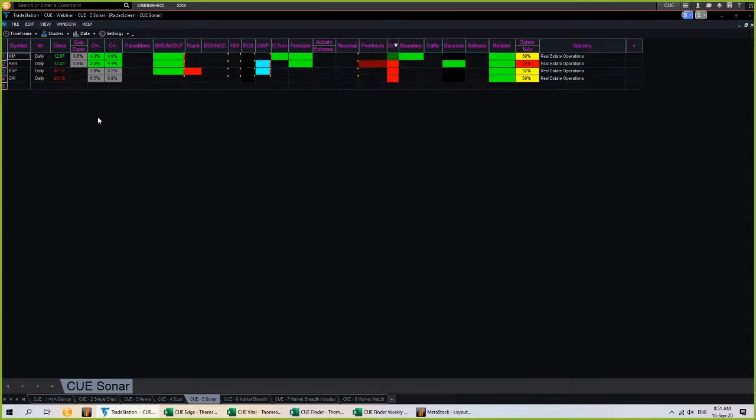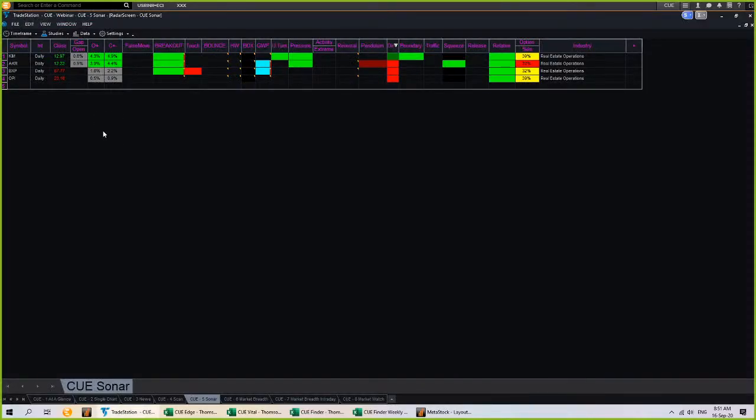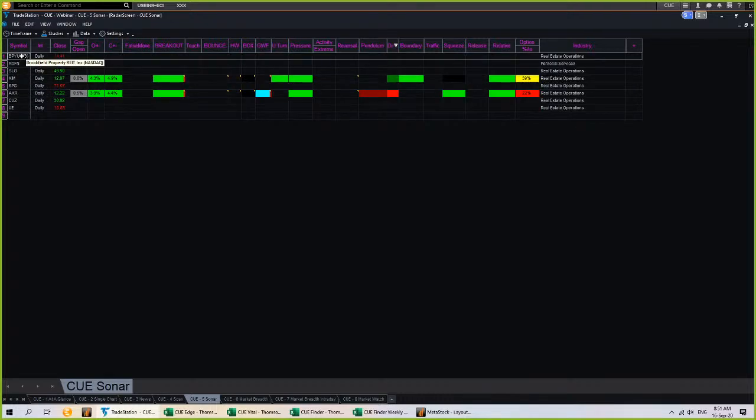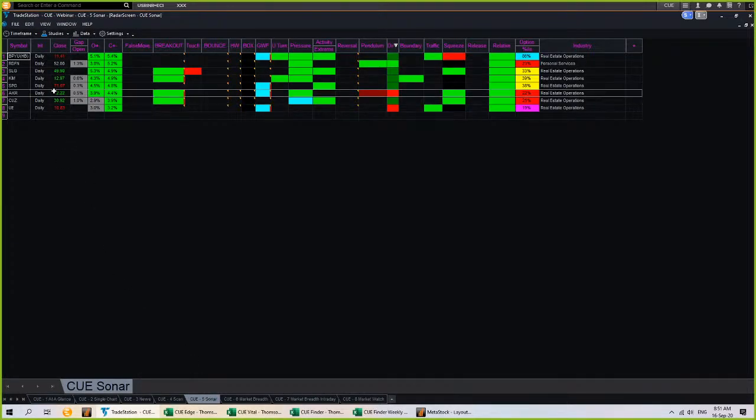KIM, AKR, BXP, OPI. No. Let me click the grid icon first. Come back to Sonar, paste them. Let's look at them. BPYU has a memory resistance, so not going to buy now.